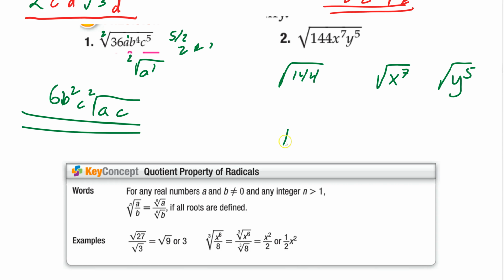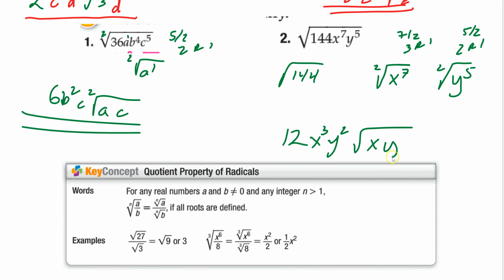Square root of 144 is 12, that's easy. 7 divided by 2 is 3 remainder 1. So 3 x's on the outside, 1 x on the inside. 5 divided by 2 is 2 remainder 1. So 2 y's on the outside, 1 on the inside. And that's how you break it down.